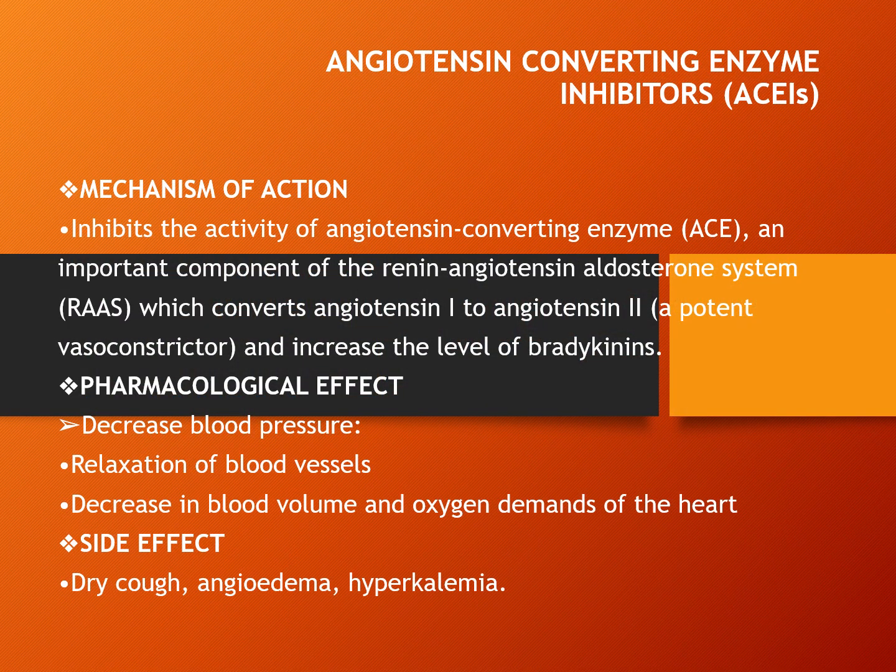Let's look at the mechanism of action of the angiotensin converting enzyme inhibitors. This drug inhibits the activity of the angiotensin converting enzyme, which is an important component of the renin-angiotensin-aldosterone system, that's the RAS, which converts angiotensin 1 to angiotensin 2. That's a potent vasoconstrictor, and the drug also increases the level of bradykinin.